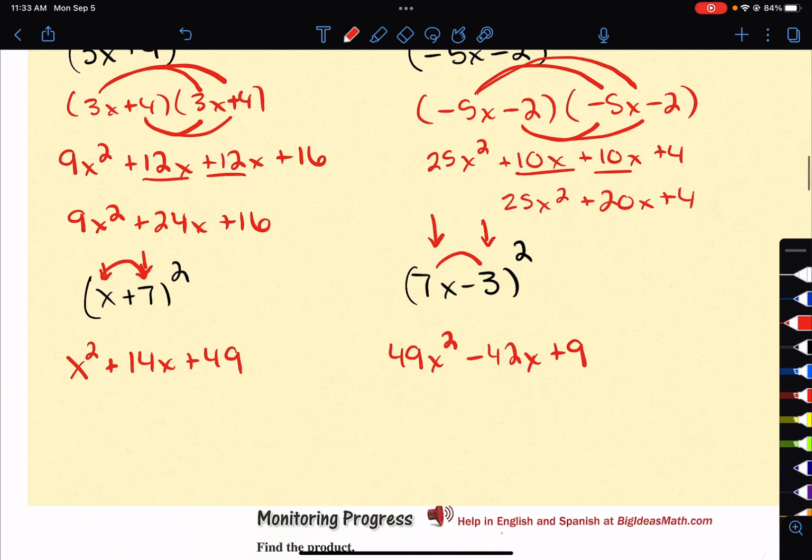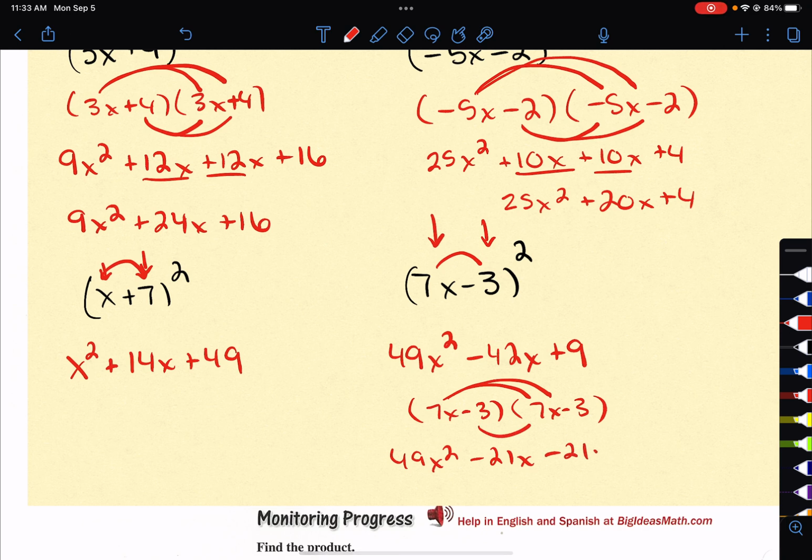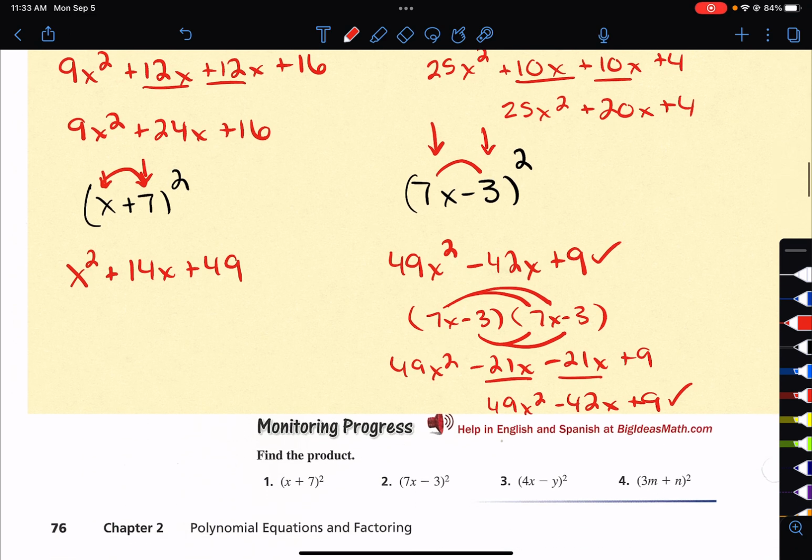If you're not seeing the pattern, then you do 7x minus 3, 7x minus 3, and you multiply. 7x times 7x is 49x squared. 7x times negative 3 is negative 21x. Negative 3 times 7x is negative 21x. Negative 3 times negative 3 is positive 9. Those combine, and you get 49x squared minus 42x plus 9. Same answer, whether you use the shortcut or not, all right? So if you feel like you can use that shortcut correctly, try it a few times. Try using that shortcut, okay?